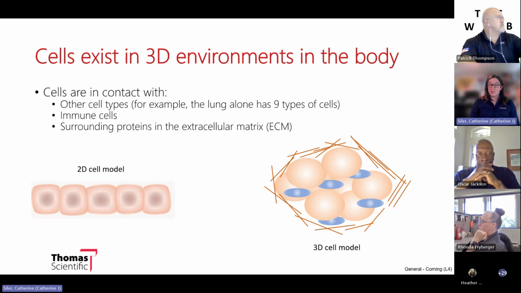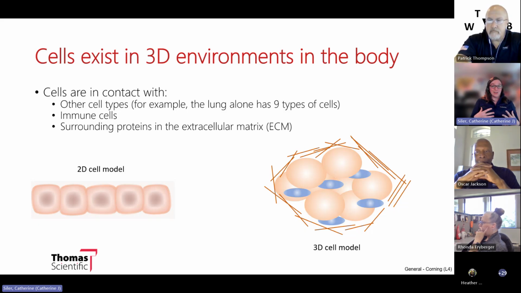So the problem is that when we grow cells, we need them to represent whatever system we're trying to study, whether it's the lung, the liver, what have you. For a long time, cells have been grown in this kind of 2D fashion that you see over here on the left. That will give you the cells, and they will be touching some other cells, but you're not going to capture all of the interactions that they might have.